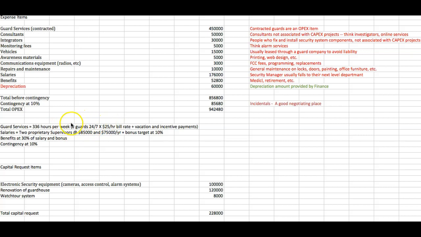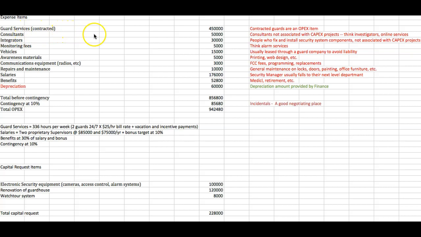2 guards, if you have 2 guards every shift, you actually have 336 hours of coverage because you're covered around the clock. And if your bill rate is $25 per hour, that's what you're paying the guard company, not what the guard is making. And then you have to add in some vacation and all that sort of stuff. We end up with $450,000 per year for 2 guards around the clock. Okay, that's an OpEx item, right? These are your operational expenses. Contracted guards, $450,000.